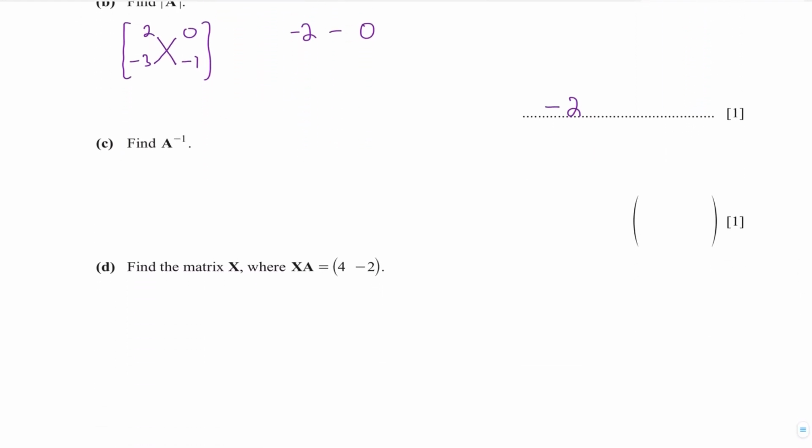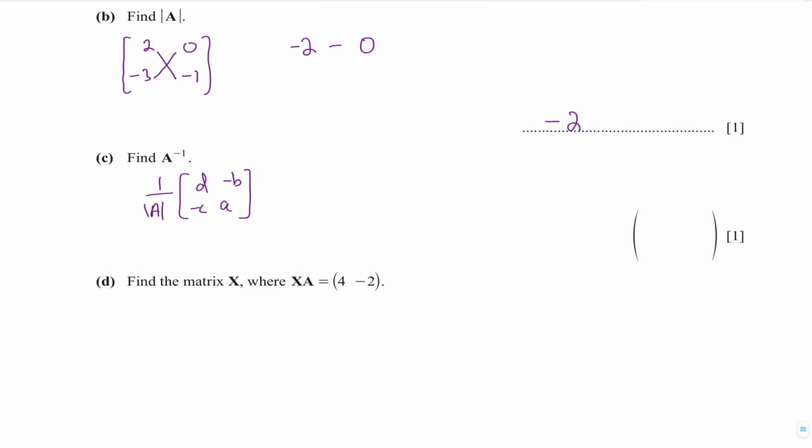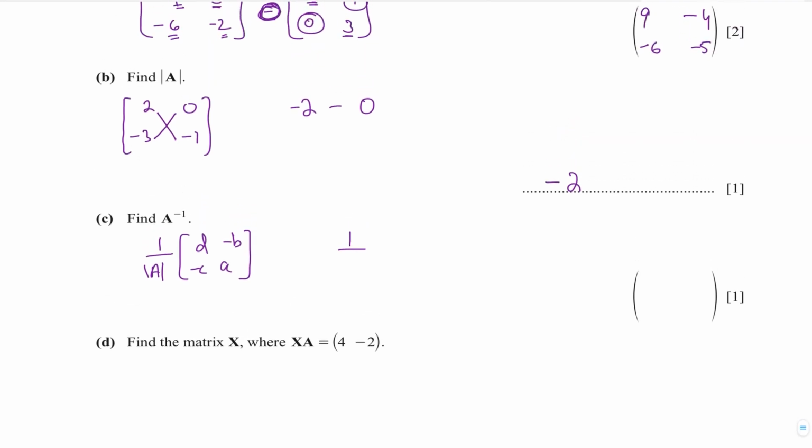Okay, then you have to find A inverse. So how do you find the inverse of a matrix? 1 upon its determinant, and then you swap A and D, and then you change the sign of B and C. Let me just write that neatly. Minus B, minus C. So 1 upon the determinant of matrix A, and then I'm going to swap A and D, so in place of 2 I'll have minus 1, and in place of minus 1 I'll have 2, and then changing the sign of 0 won't make any difference.